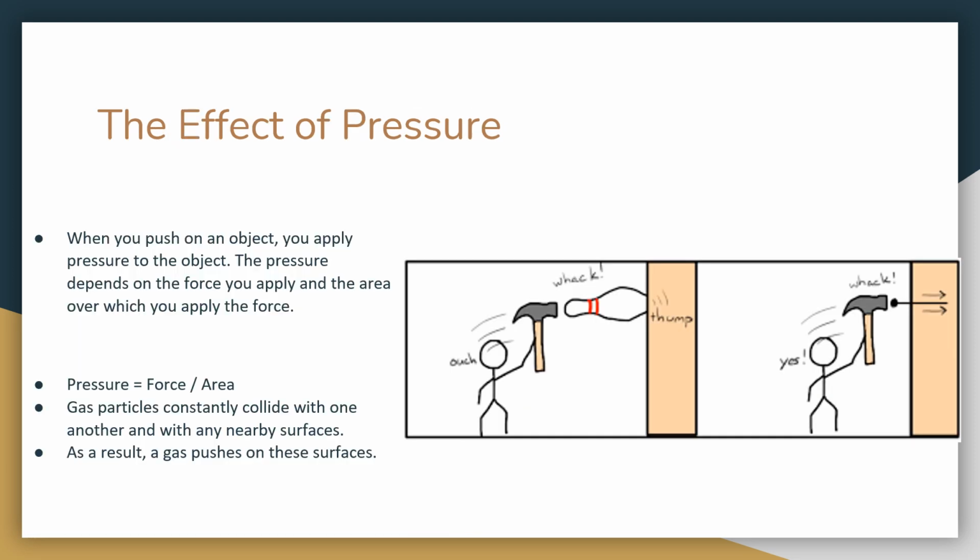The effect of pressure. When you push on an object, you apply pressure to the object. The pressure depends on the force you apply and the area over which you apply the force. Pressure equals force over area. Gas particles constantly collide with one another and with any nearby surfaces. As a result, a gas pushes on these surfaces.